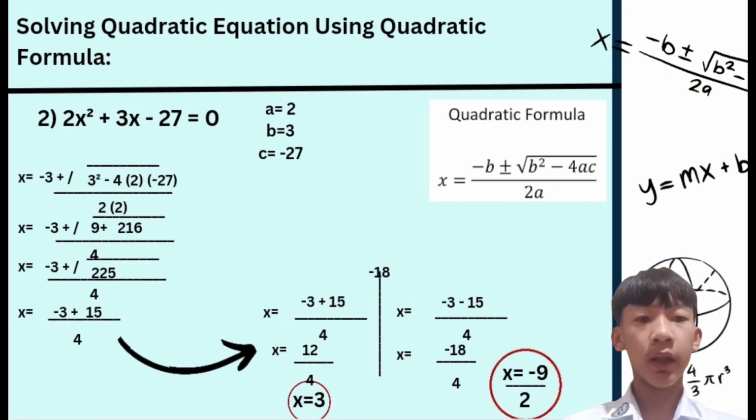The other one is x is equals to negative 3 negative 15 all over 4. Then negative 3 negative 15 is equals to negative 18. Simplify, 18 divided by 4 is negative 9 over 2. Our value of x is 3 and x is negative 9 over 2.